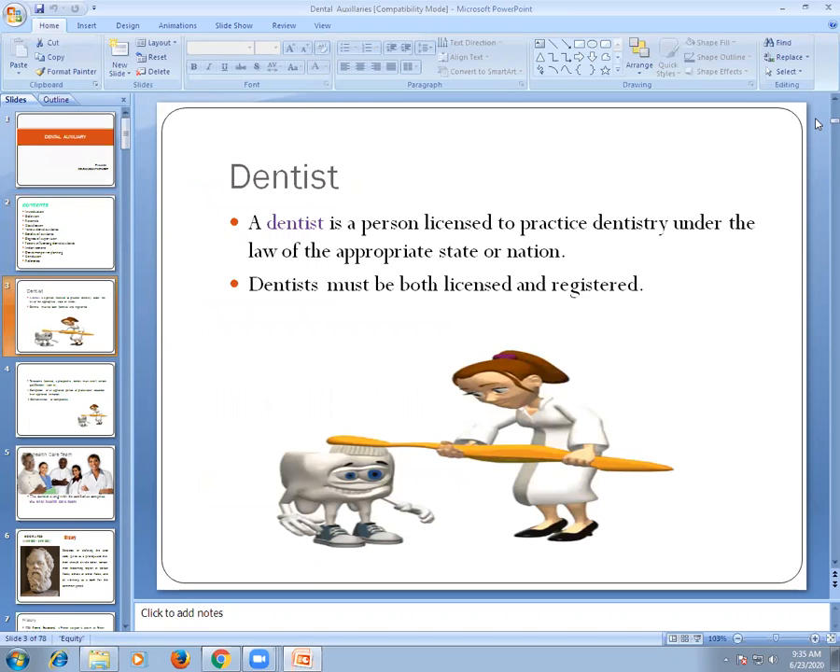First, what is meant by dentist? You are a dentist, but what is the exact meaning? A dentist is a person who is licensed to practice dentistry under the law of the appropriate state or nation. If there is no license, a dentist cannot practice. So license is important.